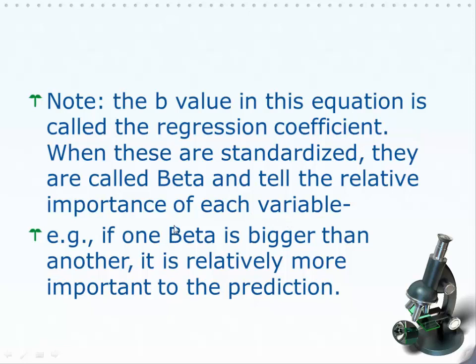So if you see in a table in a multiple regression analysis article, you'll see a table with a beta value, and you look at the beta values, right? If one beta is bigger than another, it tells you that that predictor variable is relatively more important than the predictor variable with the smaller beta. So it's contributing a little more to the prediction if it has a larger beta value. You can say it's more important to the prediction.